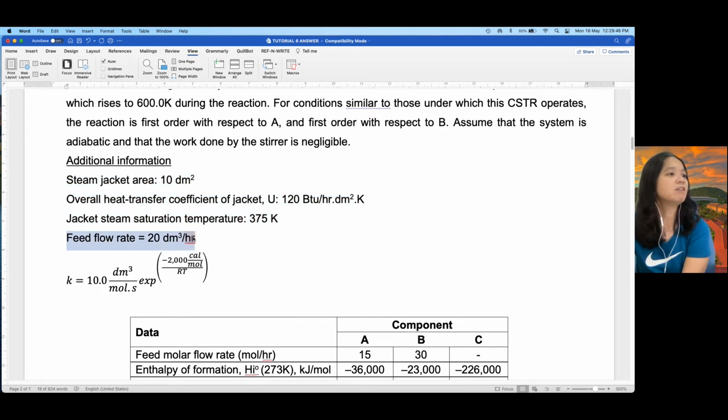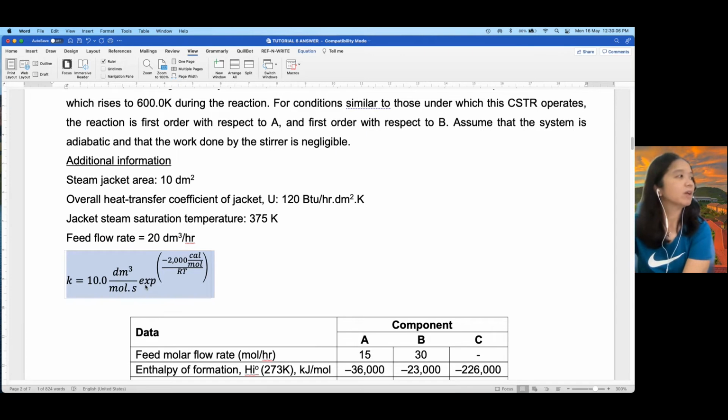They give us the feed flow rate. You should know by now, right? The m cubed per hour, volume per time. This is volumetric flow rate. So epsilon naught is 20 dm cubed per hour. Next, they give us the value of k, but in terms of the Arrhenius equation. So k equals A exponential minus Ea per RT. They give us the Arrhenius equation for us to calculate k.